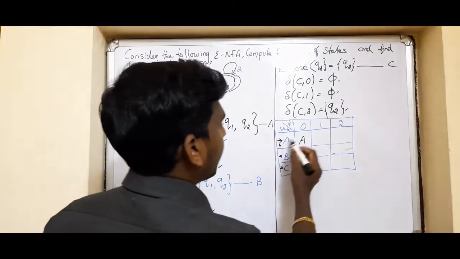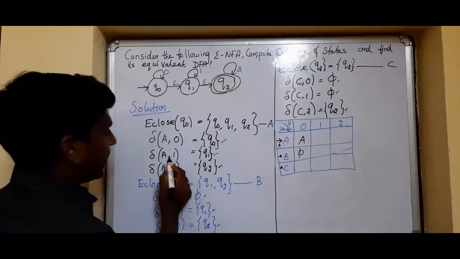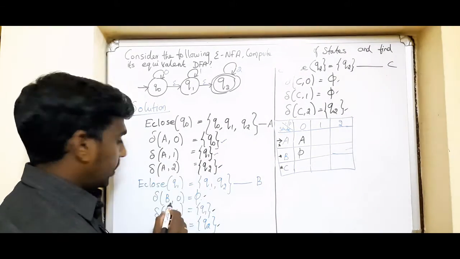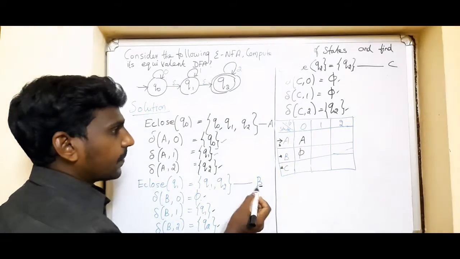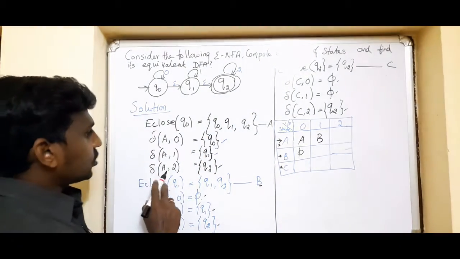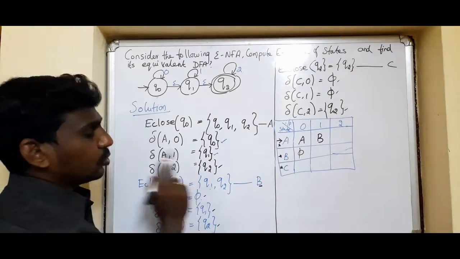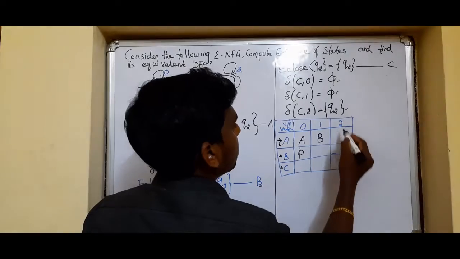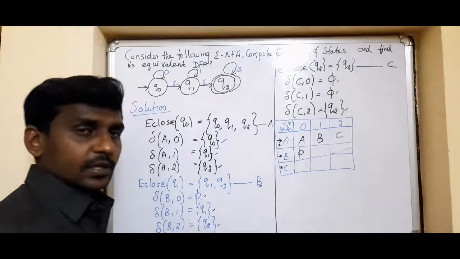A comma 1 is Q1. I have to check the epsilon-closure of Q1, which is B. So A comma 1 is B. What is A comma 2? A comma 2 is Q2. So I go to the epsilon-closure of Q2, which is C. So here it is marked as C.